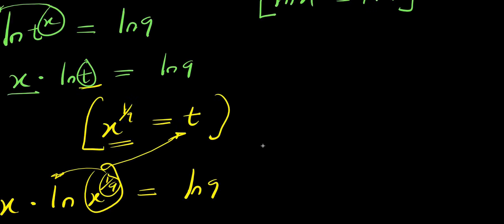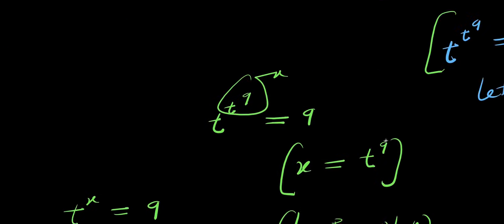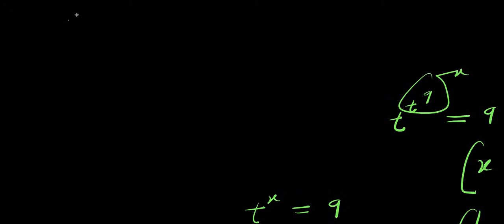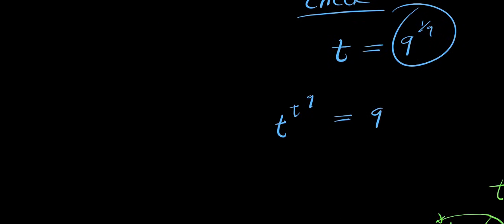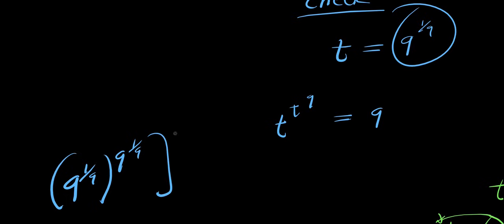So guys, any of the methods you want to use is fine. You can easily check. We have t = 9^(1/9), and this is t^9 = 9. If you substitute this for t, you should have 9. So we have (9^(1/9)) raised to the power of 9, and this should equal 9.